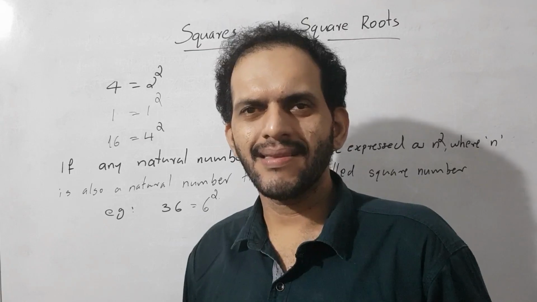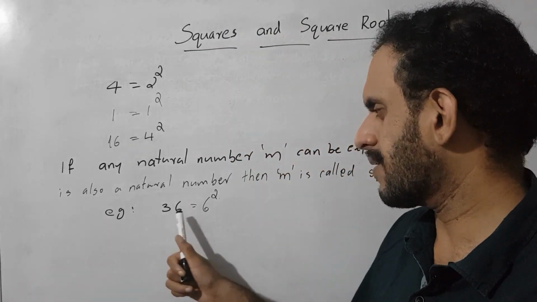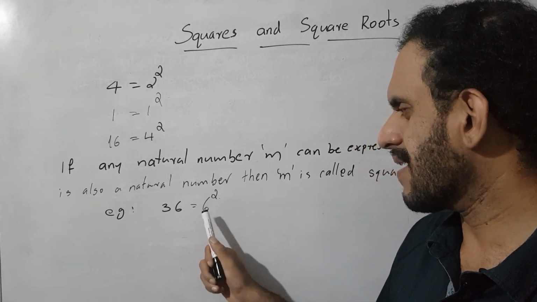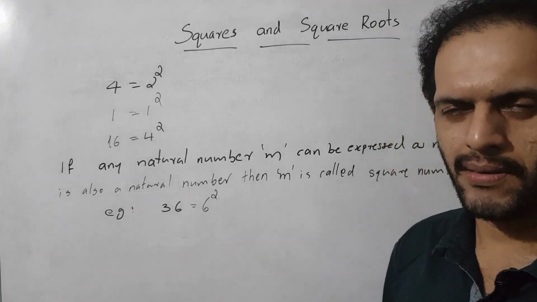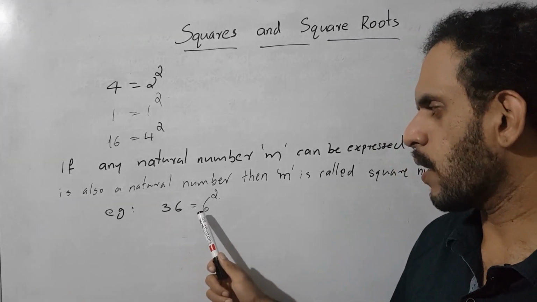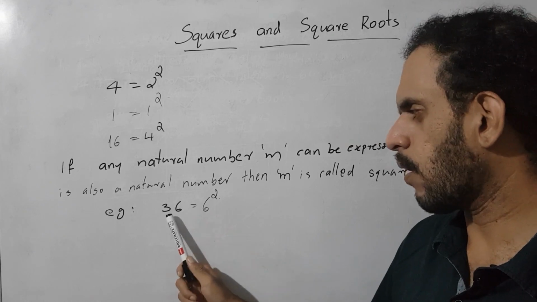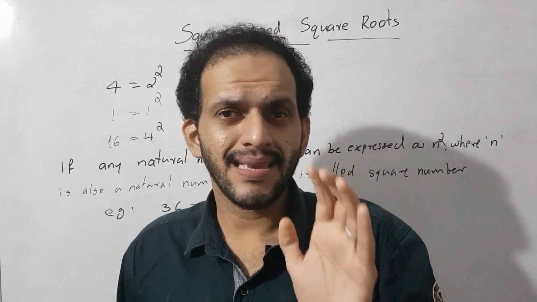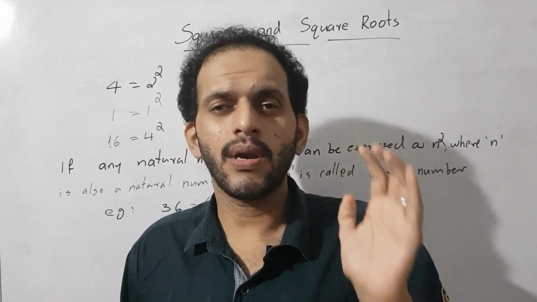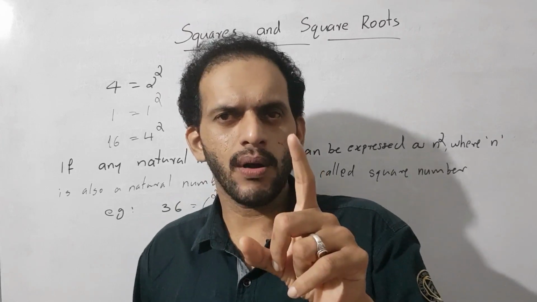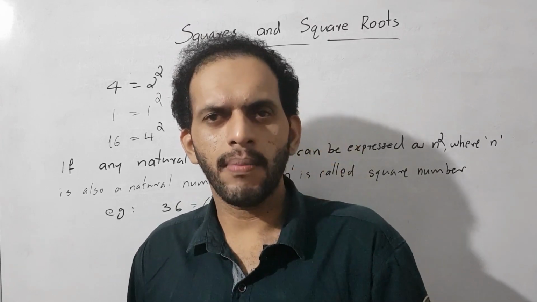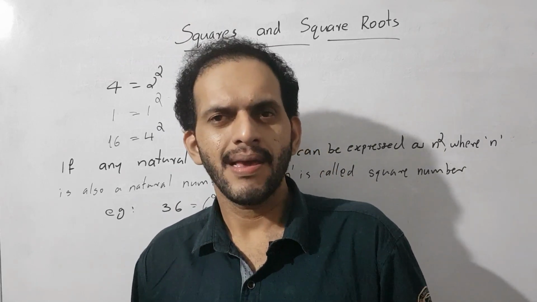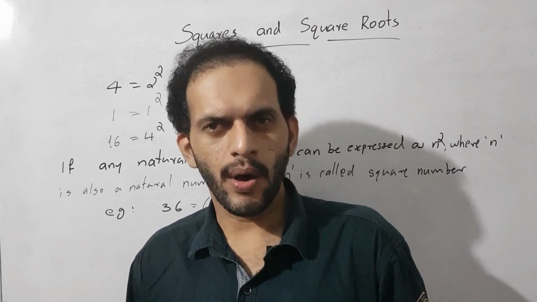Okay, 36 is a square of 6. Then what do we call this 6? Yes, this 6 is a square root of 36. 36 is a square of 6 and 6 is a square root of 36. Any natural number m can be expressed as n square, where n is also a natural number, then m is called a square number and n is called a square root. What is called what? n is a square root and m is a square number.